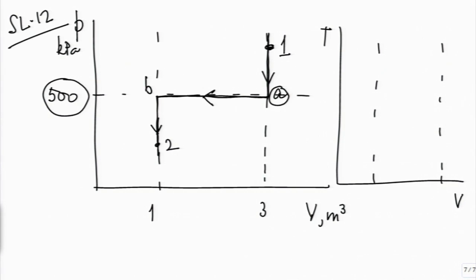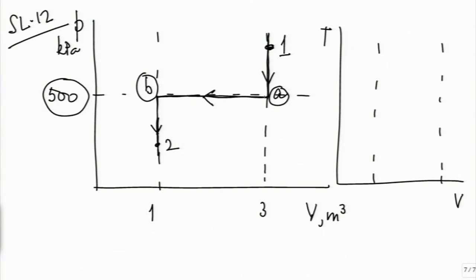Sir, I think in this problem, at the end of this first constant volume heat rejection, the substance is at the wet region. Yes, that's possible. You will have to determine what state A is, which is this intermediate state, and what state B is, which is this intermediate state.